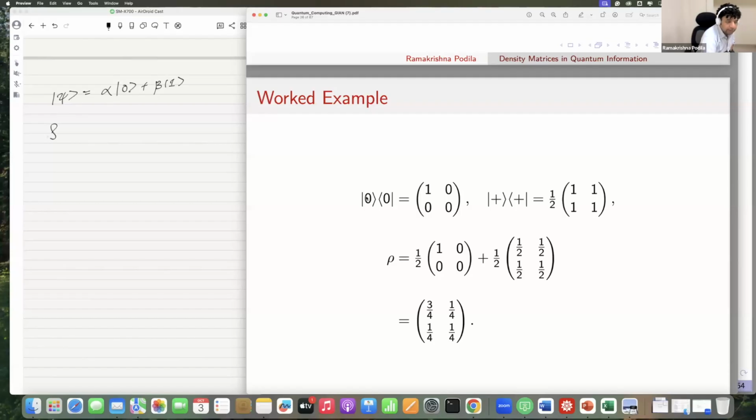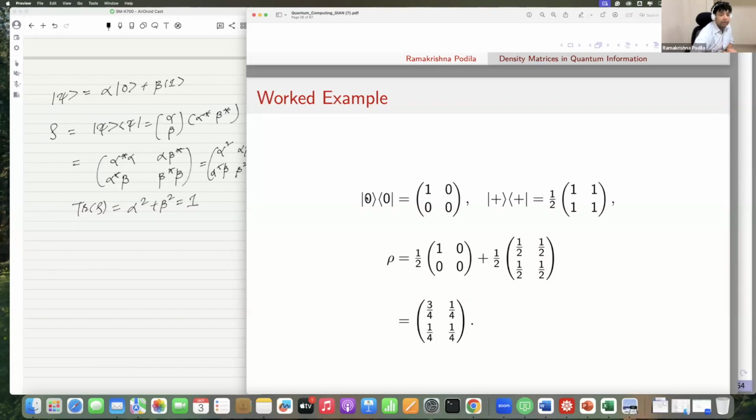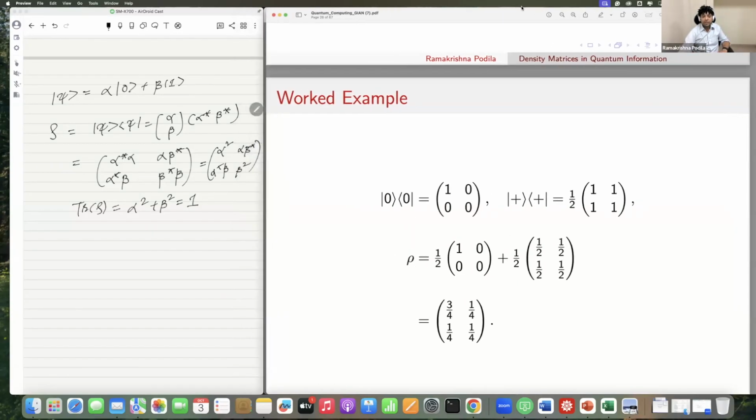Now, if I want to compute the density matrix for this, what I have is psi, right? And that is nothing but alpha beta and alpha star beta star, right? So that gives me alpha star alpha, beta star beta, alpha beta star, alpha star beta, right? So this is nothing but alpha square, alpha beta star, beta, beta square. So if I take the trace of rho, that is alpha square plus beta square, and it is always 1 because we require that probability to be 1, right? So that is always satisfied irrespective of which state you have.